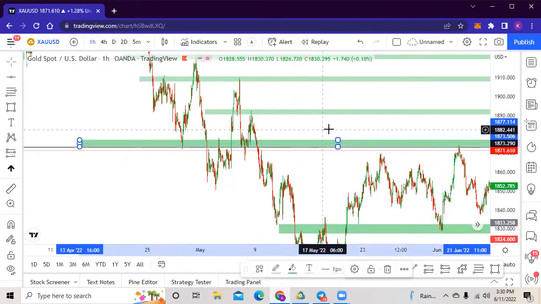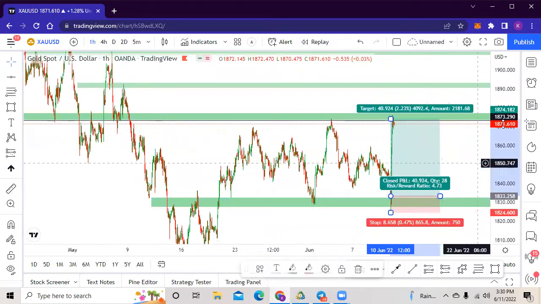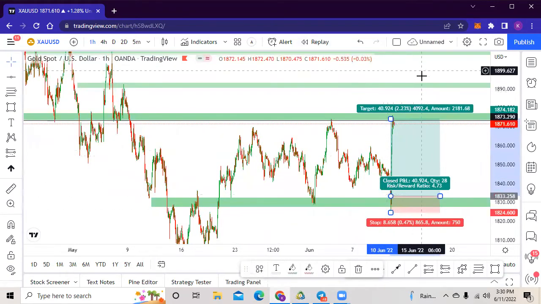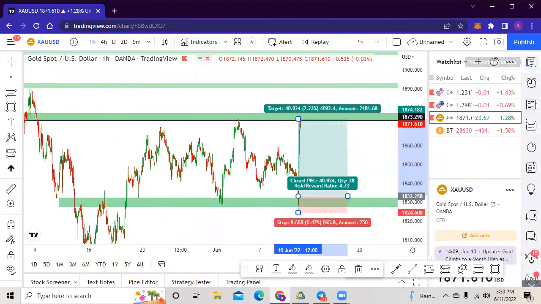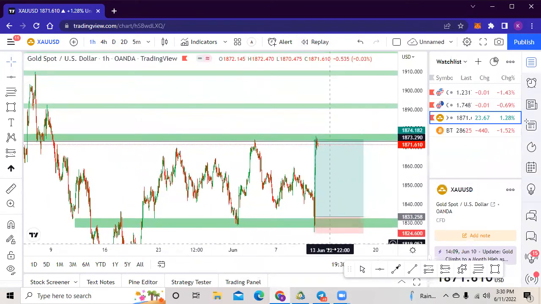So this is how I'm looking at my charts now. It was a perfect trade. Price rejected, boom, bounced. Okay, so that's an example of a perfect reversal at an untested level, right?